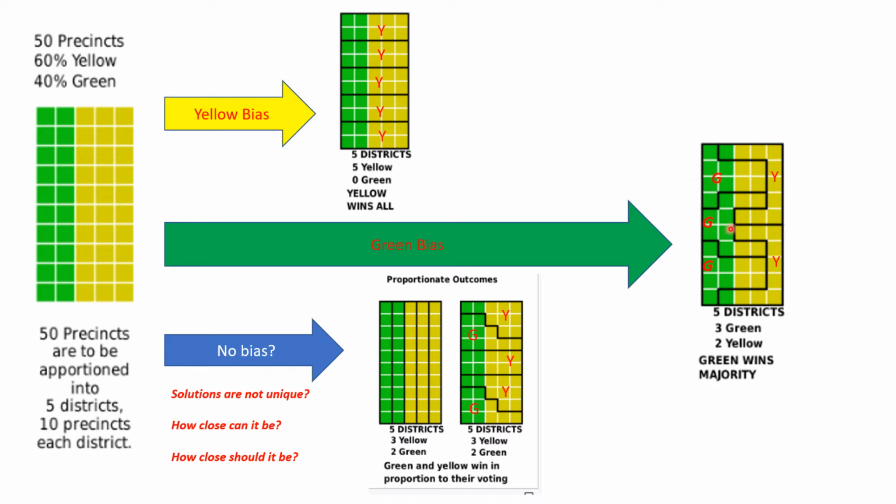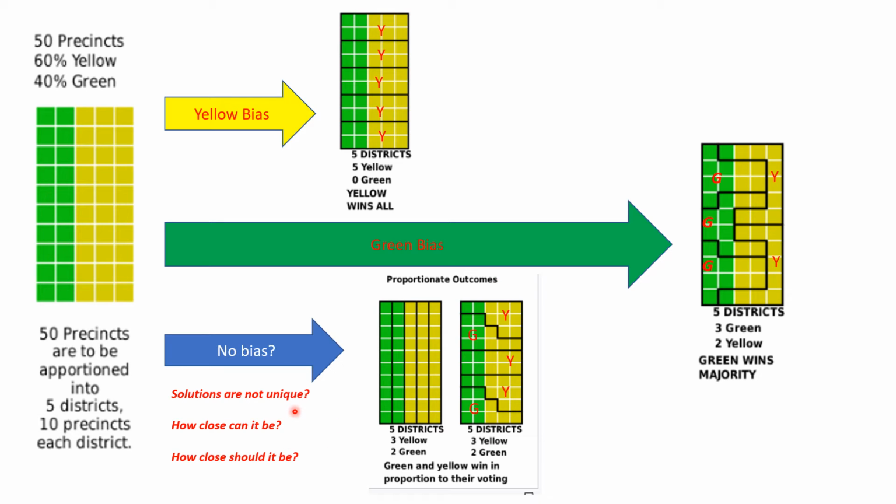Or we could draw irregular shaped boundaries, having yellow winning 2 and green, even though it's underrepresented, winning 3, where green wins the majority. Or we could have things that would be having perhaps less bias. If we drew vertical, we would have 3 yellow and 2 green. Or we could draw other kinds of boundaries and have 3 yellow and 2 green, where there is proportional outcomes.